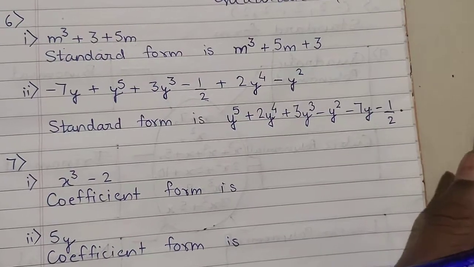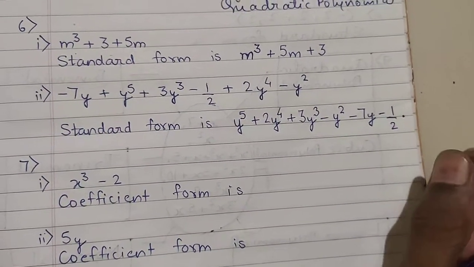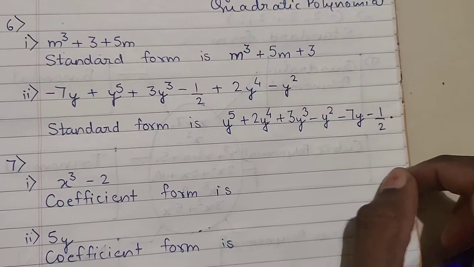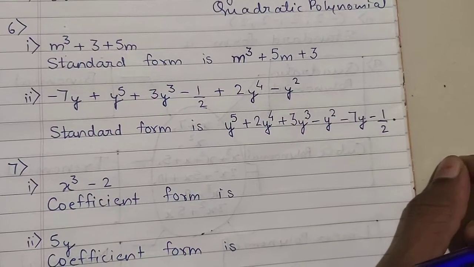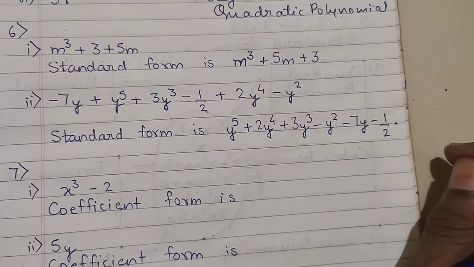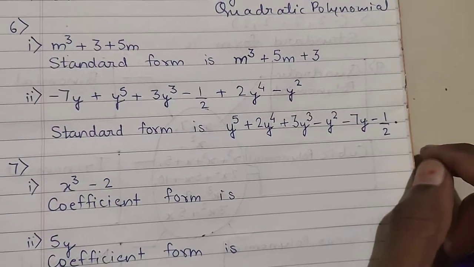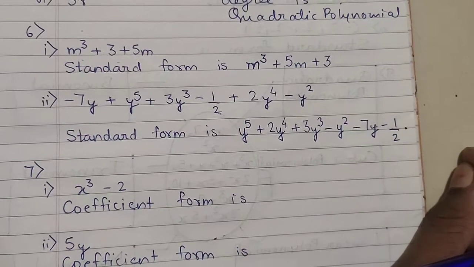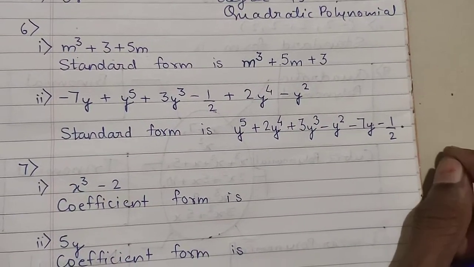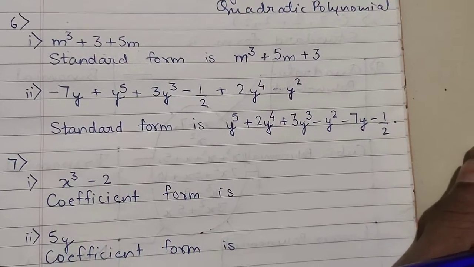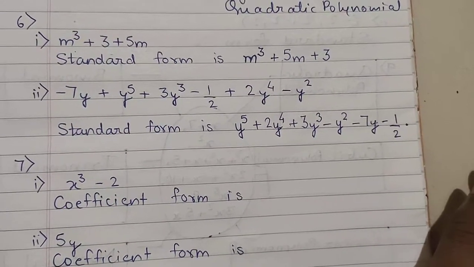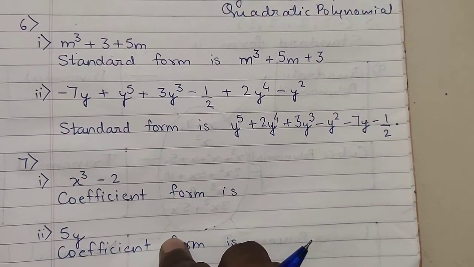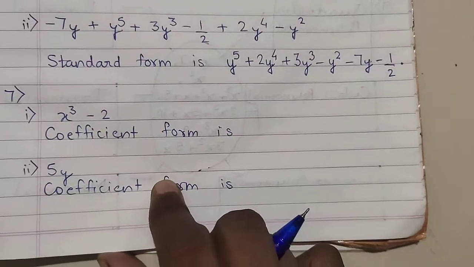So again I am repeating, standard form means you are going to write your terms in decreasing order of powers of your variable. So remember, whenever you are writing your variables in decreasing order of power, that is called standard form. Okay, so we have completed our sixth question. Only two questions were there. Now let us see seventh one.